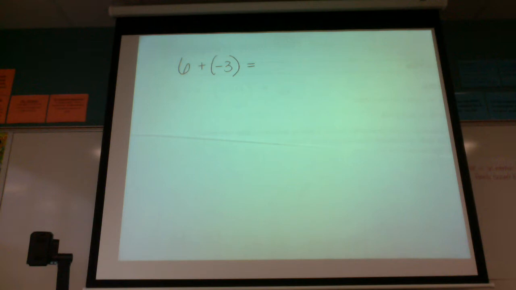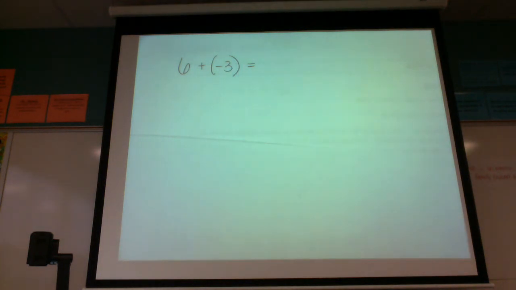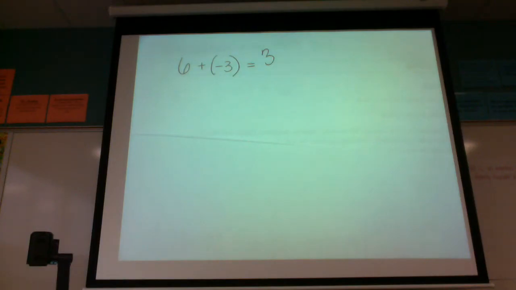So if I have 6 plus negative 3, we can think about this in the real world, such as our temperature example, where it's 6 degrees outside and the temperature is going to drop because it's negative 3 degrees. So if we think about that, 6 degrees outside, the temperature is going to drop 3 degrees. I know that then the temperature is going to be 3 degrees.